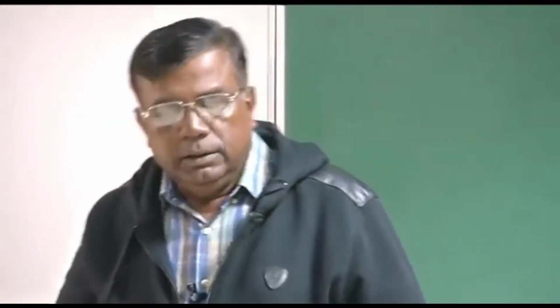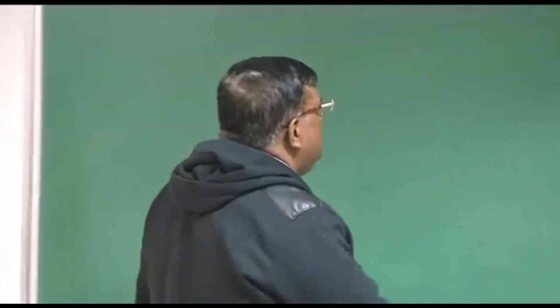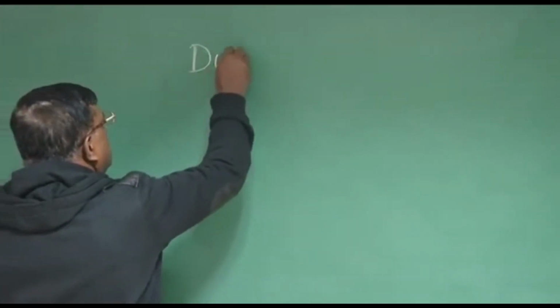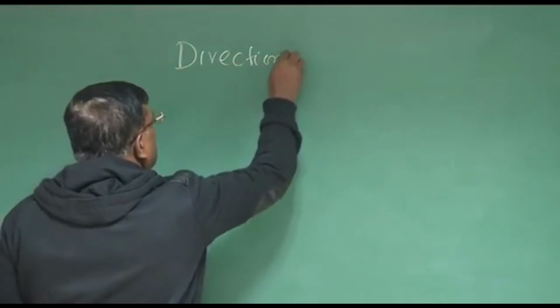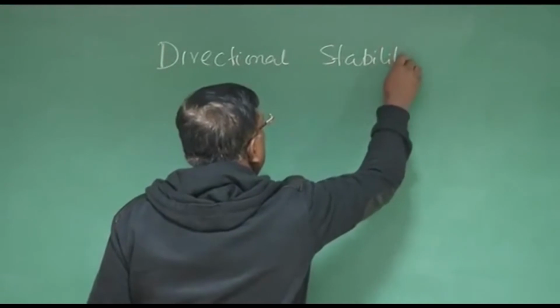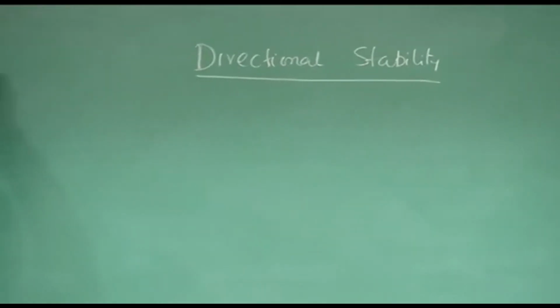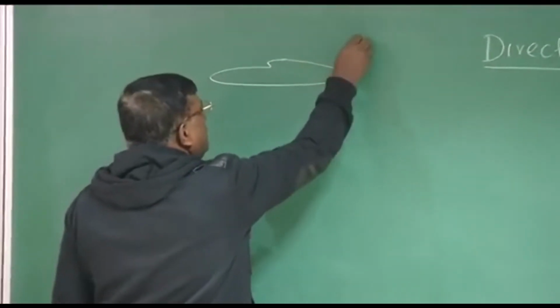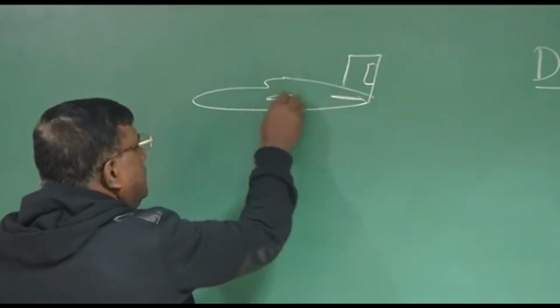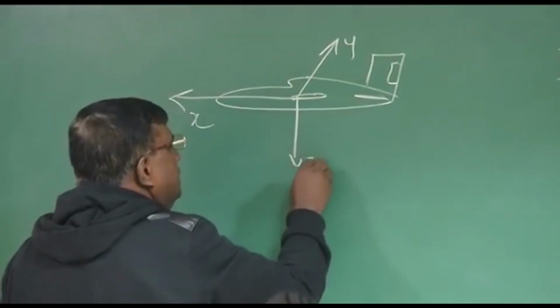We have just now seen the vertical tail, or you call it the vertical stabilizer, and also a rudder, and the purpose of today's discussion will be directional stability. If I draw the diagram for the axis system, this is x, this is y, and this is z.